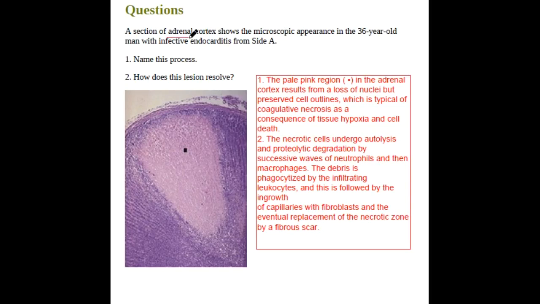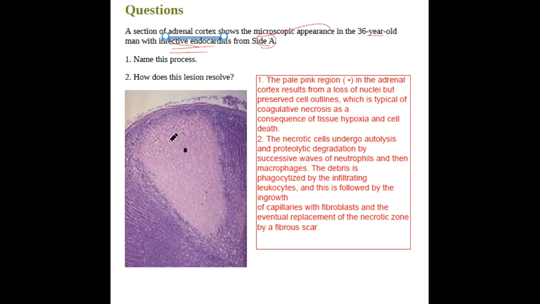A section of adrenal cortex shows the microscopic appearance of a 36-year-old man with infective endocarditis from side A. See, what is this process? This is infective endocarditis, and this is the thing which is asked.